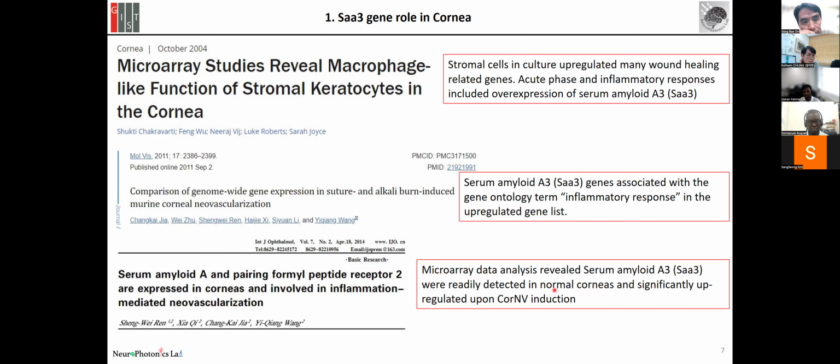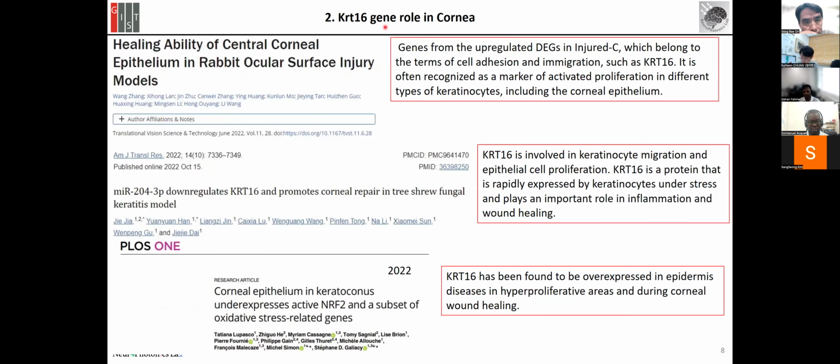For the KRT16 gene, what I found is if it is upregulated, that means there's cell adhesion and migration, and this is a marker of activated proliferation in the epithelium. Also, when the epithelial cells proliferate, there's keratinocyte migration, and this also plays a role in inflammation and wound healing. In some cases, there is overexpression in the epidermis layer, which is a hyperproliferative area. So these genes are very much related with the epidermal layer.